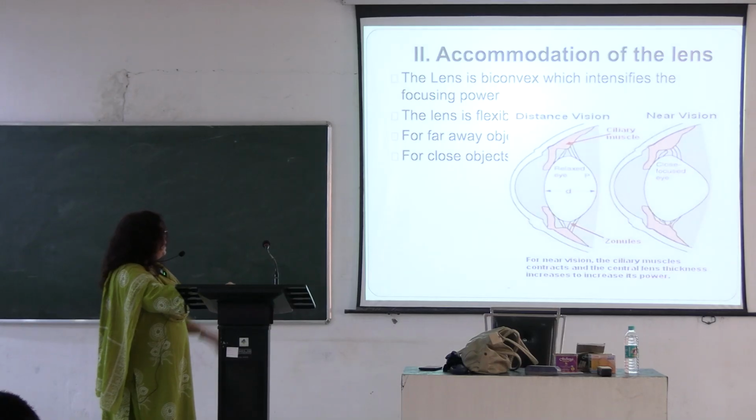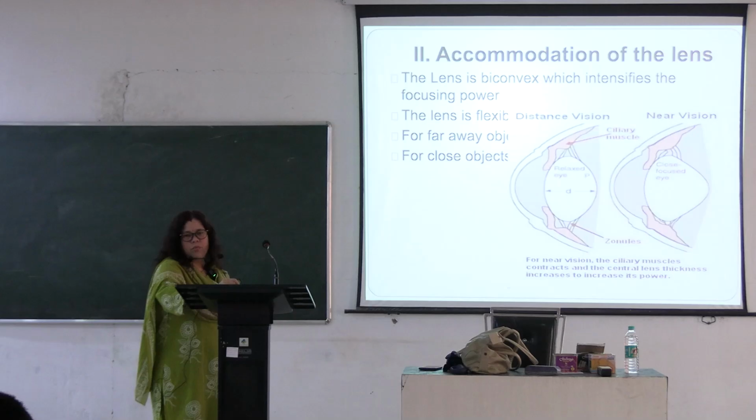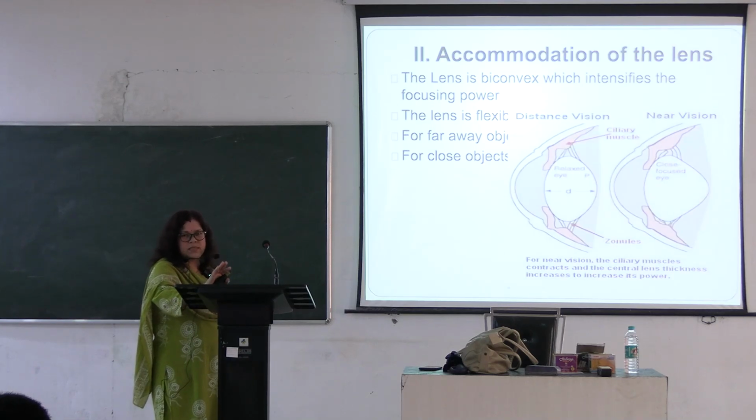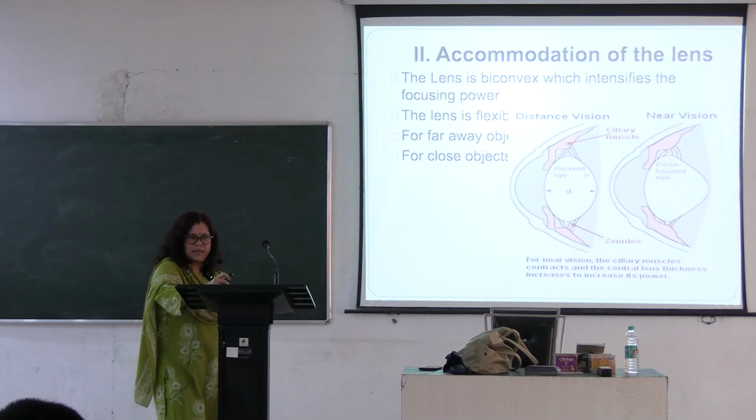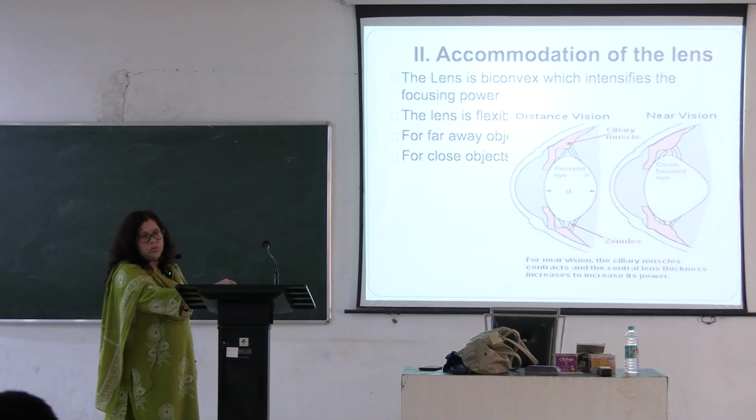Then accommodation of the lens. What is accommodation? Accommodation is the process in which the lens tries to focus on a near object. To focus on a near object, its thickness is increased by contraction of the ciliary muscles and zonules, and that thickness allows it to focus on the near object. This process is called accommodation.